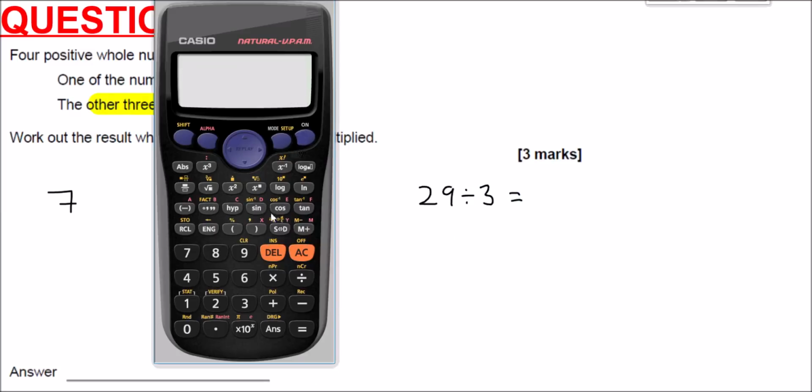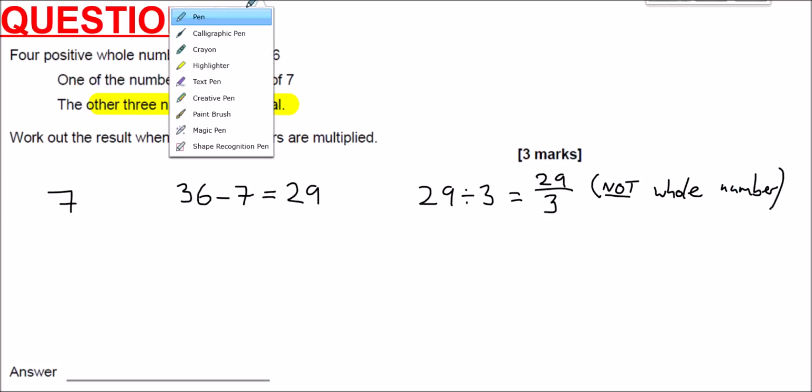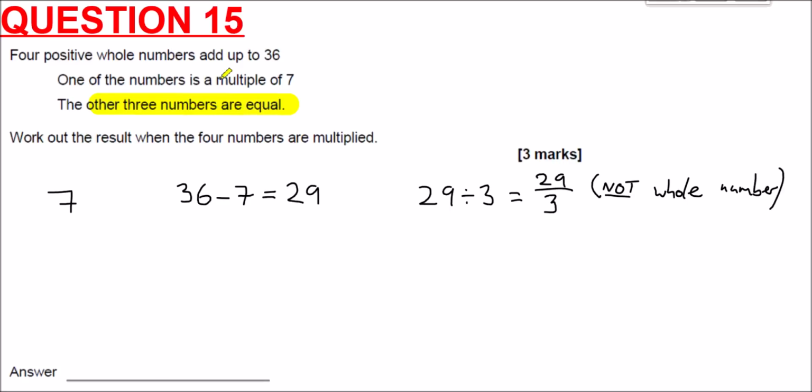So 29 divided by 3, that's not a whole number. You get 29 over 3. We're told clearly in the question that there needs to be 4 positive whole numbers. That's not a whole number. So the first number, which is a multiple of 7, it can't be 7. So we tried 7, didn't work, never mind.